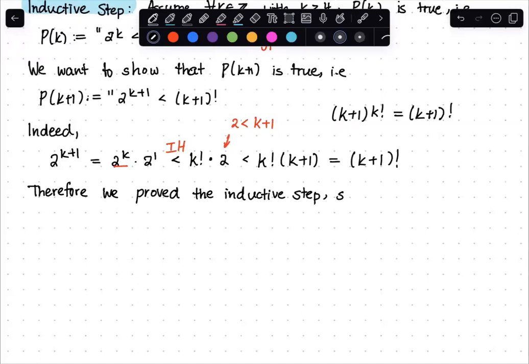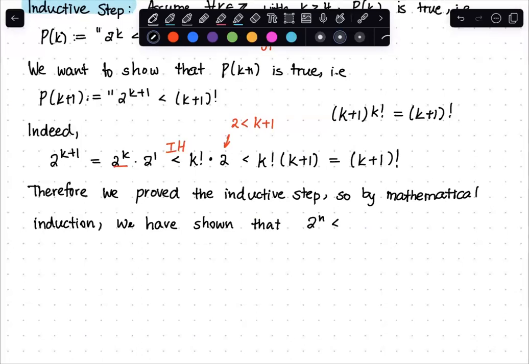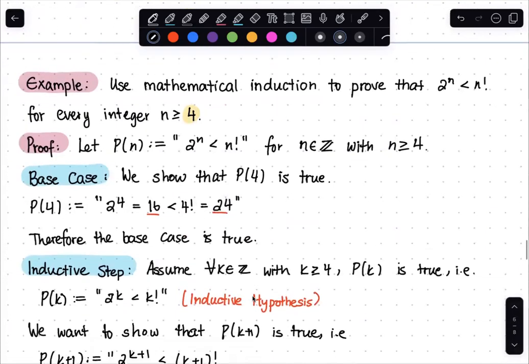And so, by mathematical induction, we have proven that 2 to the n is smaller than n factorial for all n in Z with n greater than or equal to 4. So that is our proof for this example.